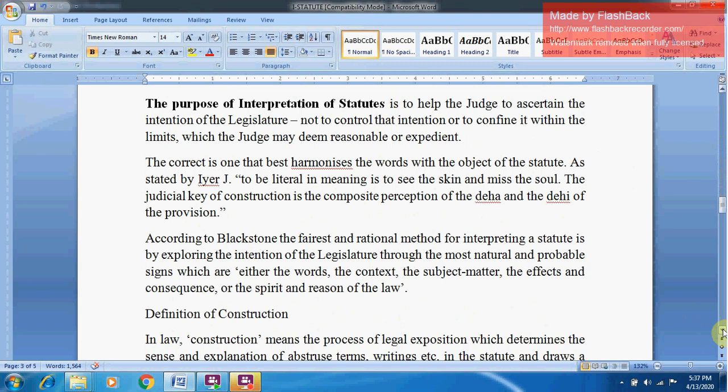But coming to the point now, according to Blackstone, the fairest and most rational method of interpreting a statute is by exploring the intention of the legislature through the most natural and probable signs, which are either the words, the context, the subject matter, the effects and the consequences, or the spirit and the reason of the law. That is what interpretation says.